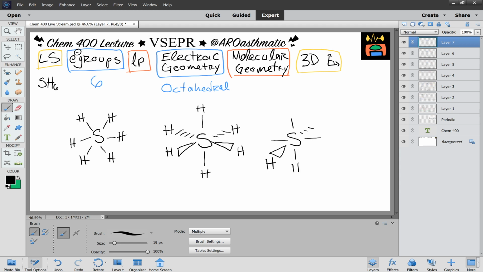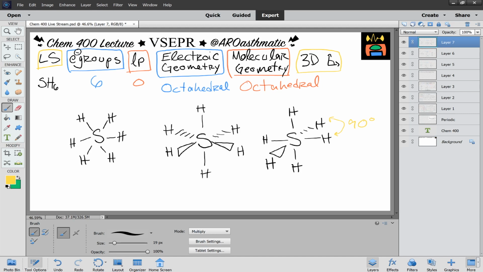And everything will be just fine. All right. We have 0 lone pairs, which means our molecular geometry is also octahedral. And the nice thing about an octahedron is the bond angles here go back to normal. It doesn't matter which you pick. There's no axial or equatorial position on an octahedron. The bond angles are 90 degrees.